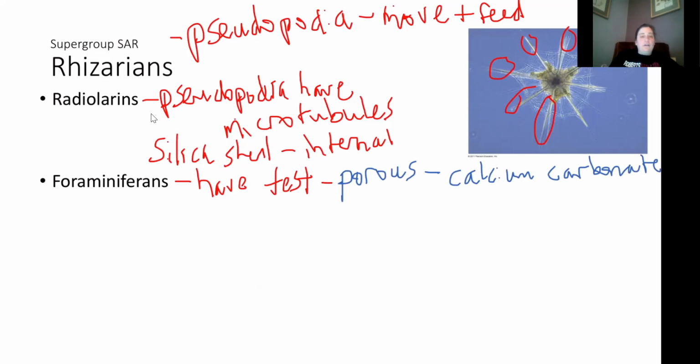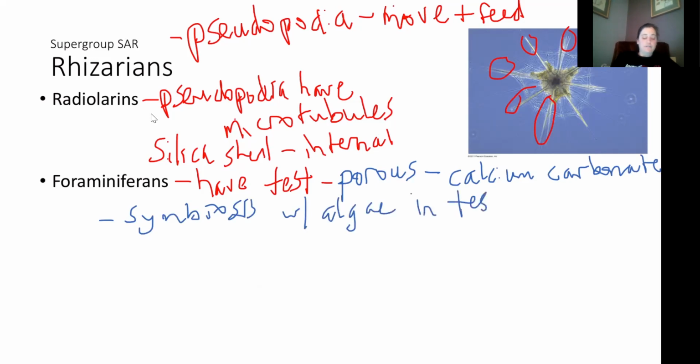These guys are kind of cool because some of them look really cool, which hopefully you saw some cool ones in lab. They also can live symbiotically with algae in their test, so they can have algae living in their shell, and those algae help provide food for them through photosynthesis, and they help provide protection for the algae. So it's a mutualistic relationship, and then everybody's happy.